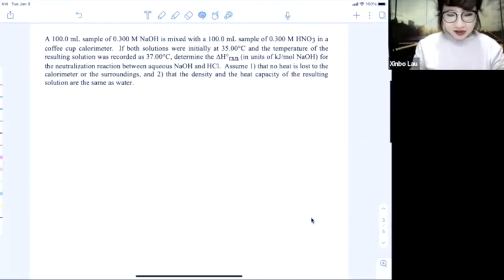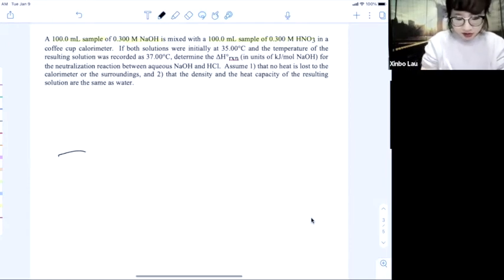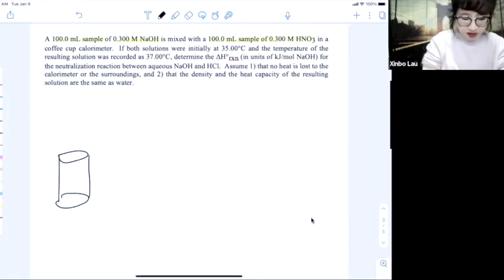If you look at this question, it's very similar to the one we did. Say a 100 ml sample of 0.3 molar sodium hydroxide is mixed with a 100 ml sample of 0.3 molar nitric acid. So you go, okay, I have a coffee cup calorimeter. I'm going to try to draw it real quick. Over here I have my thermometer, and my thermometer is measuring temperature.